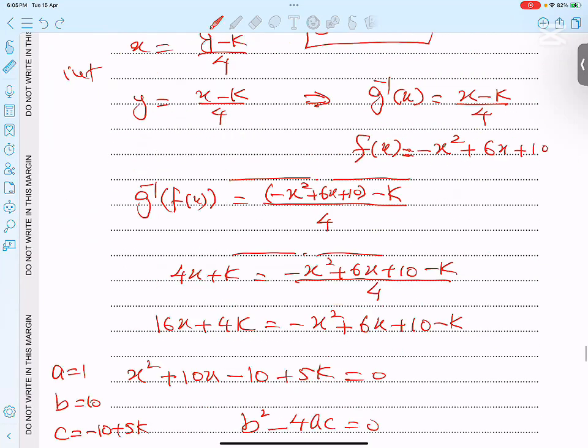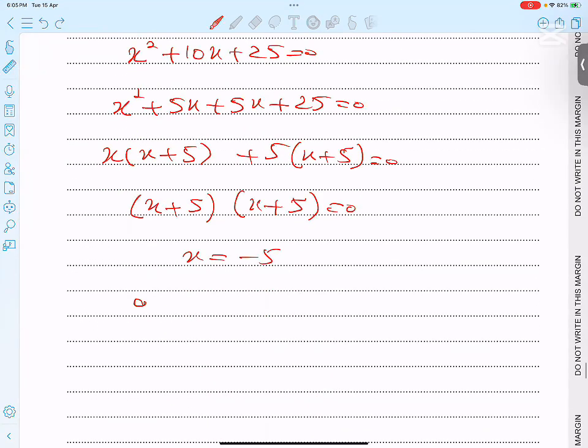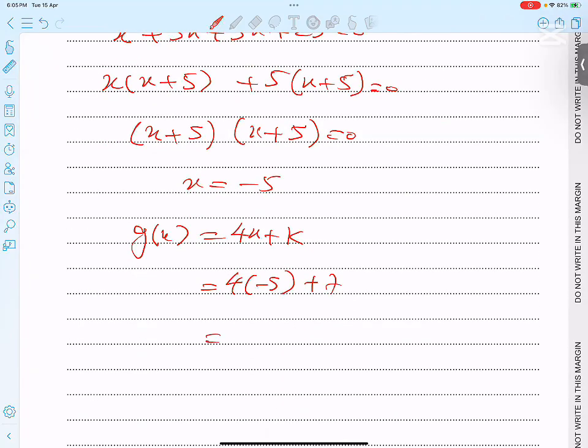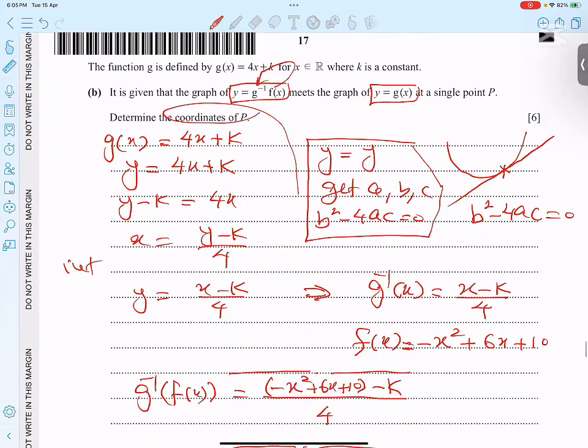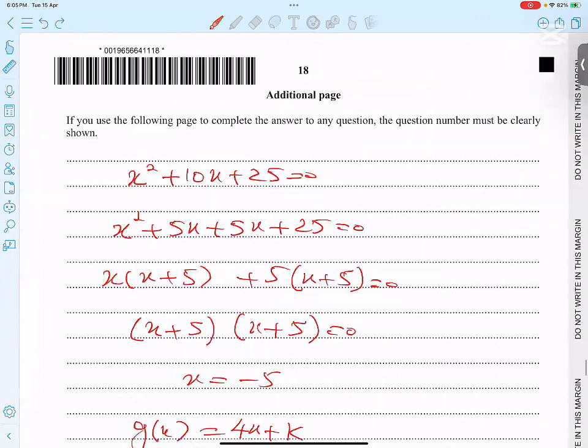So 4x plus k. So 4 times negative 5, and k is 7. So negative 20 plus 7 is negative 13. So this is the y coordinate. So we got the point of intersection, which P is asking for: negative 5 and negative 13. And let me check, he is asking for P coordinates. Yeah, coordinates of P.